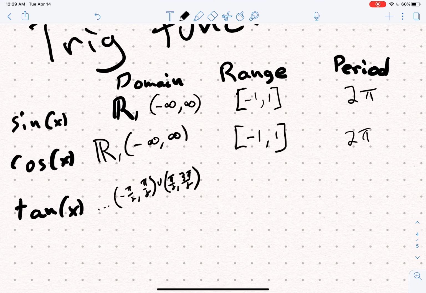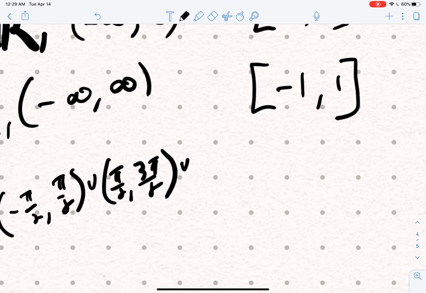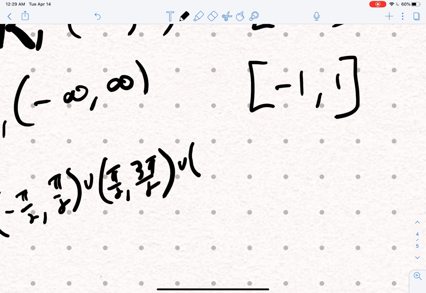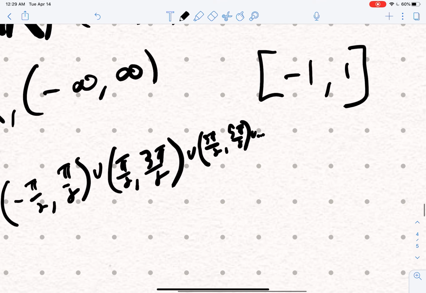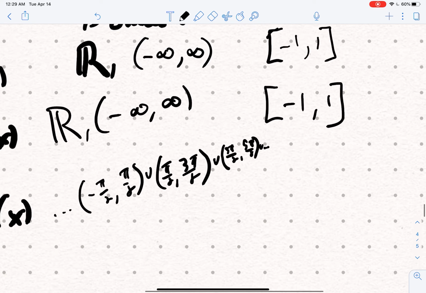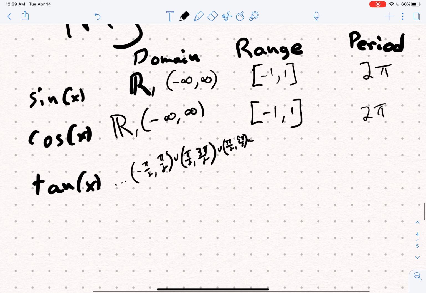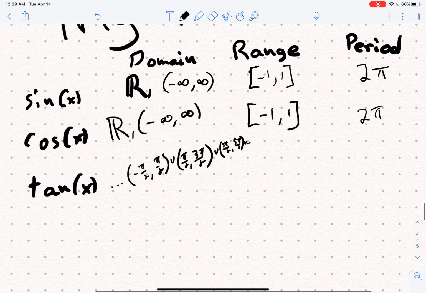And then a union, let me zoom in even farther. Union from 3 pi over 2 to 5 pi over 2. And then union dot, dot, dot. The trouble is that there's infinitely many of these, so they go on forever. That one is a little bit difficult to write out, but that's the domain.